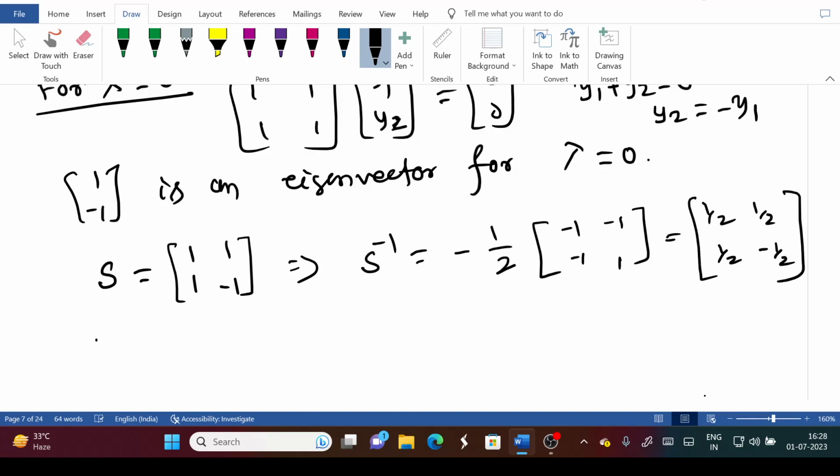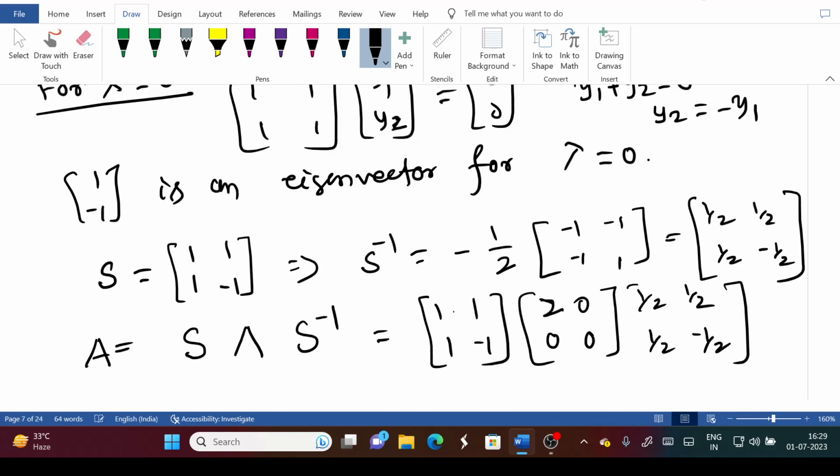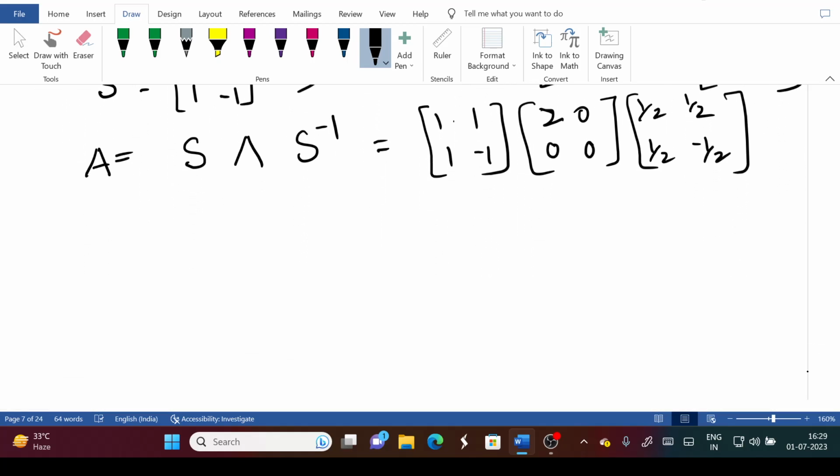Now, how should I write A? A is equal to S lambda S inverse. S is [1, 1; 1, -1], lambda is [2, 0; 0, 0], into S inverse, which is [1/2, 1/2; 1/2, -1/2]. So I got the factorization of the given matrix.